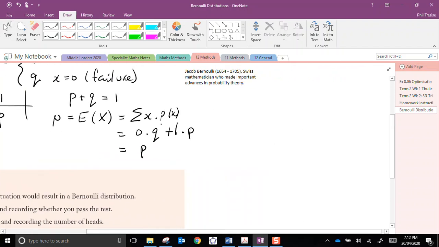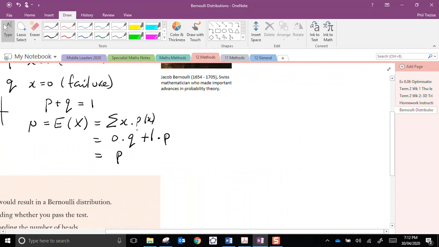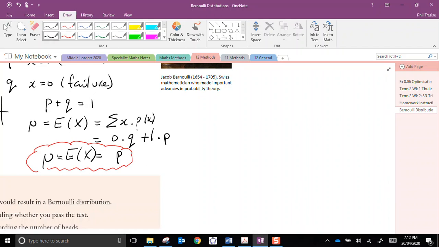Now I'll just go sideways a bit. So that's one important result. The mean or expected value is p. Let's just highlight that. Now the other thing that we'll remember from discrete events back in grade 11 is the variance.